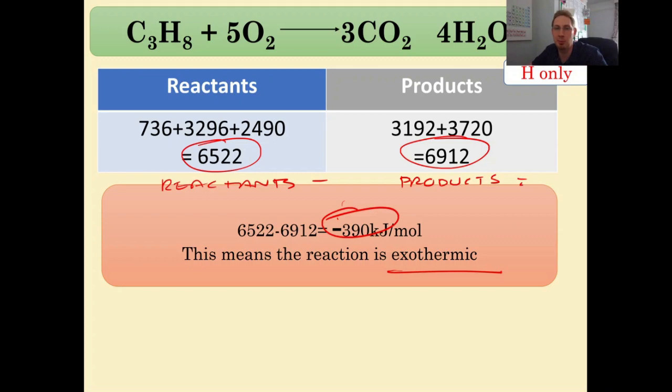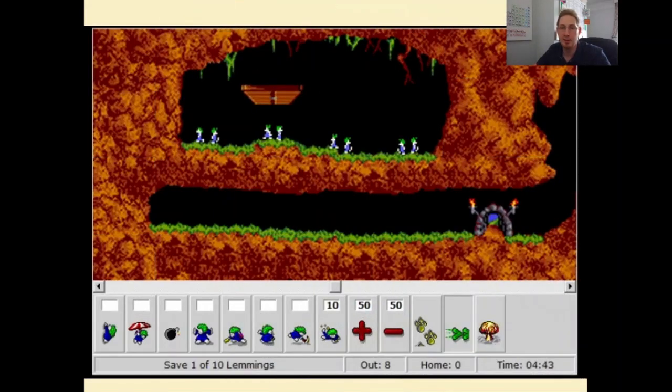Let's go into a little bit more detail and see why it's reactants minus products. And for this, let's imagine these poor lemmings. They've been thrown through a trapdoor here, and they know that there's an exit here, but they don't know, because they're trapped underground, should they dig down or should they dig up.